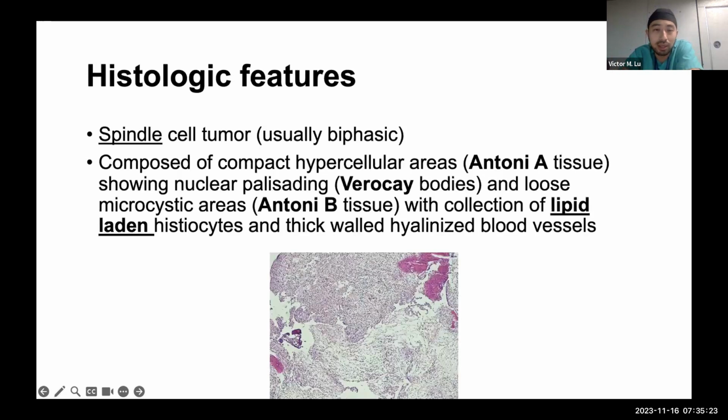Histologically, again, I don't know if we can emphasize it enough, spindle cell tumor, biphasic, and again, compact Antoni A, loose Antoni B, nuclear palisading Verocay bodies with lipid-laden histiocytes. I think these are all keywords that we should know heading in towards boards and general understanding.